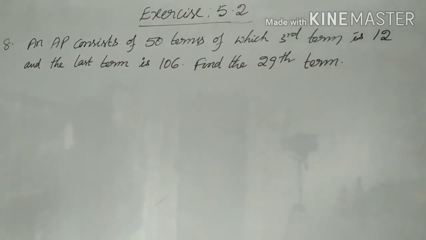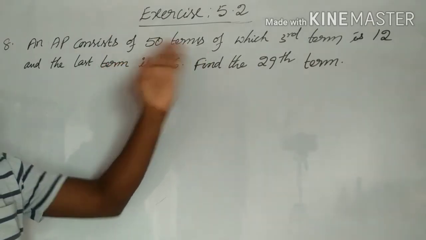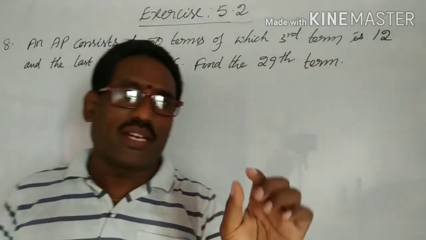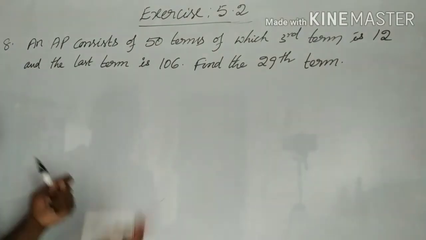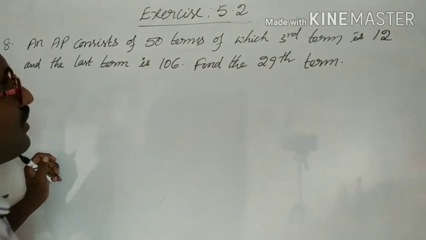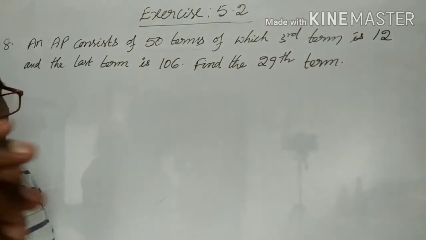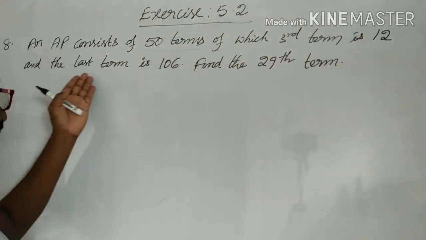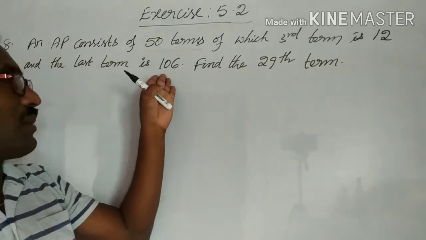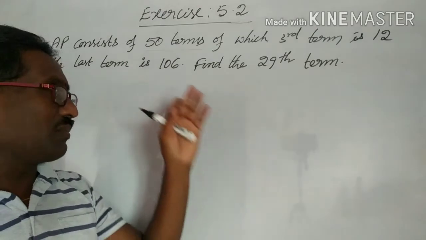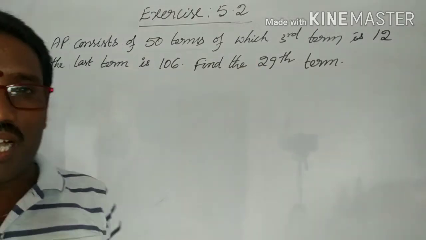See, 8th problem. An AP consists of 50 terms. Which third term is 12, and the last term is 106. Last term means the 50th term is 106. Find the 29th term.